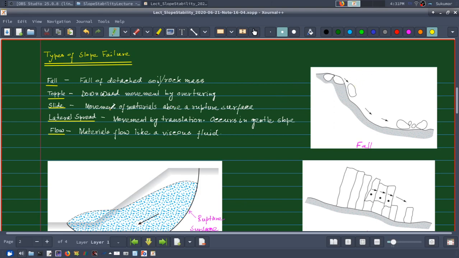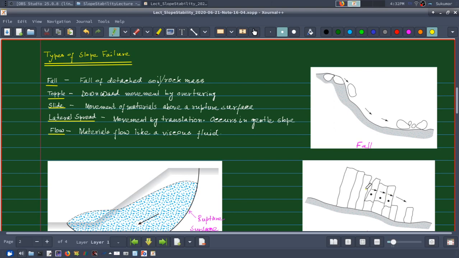Then comes topple. In topple it is also like a fall, but what happens in topple failure is the mass overturns about an axis passing slightly below the center of gravity due to the downward force of gravity, and thereby it topples down. It just doesn't fall directly, it rotates and then falls down. Okay, so that is what is called topple failure.